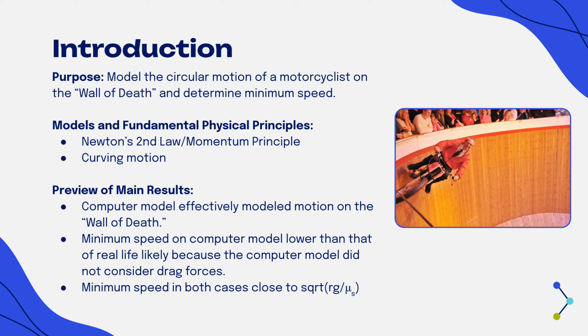For this lab, the purpose is to model the circular motion of motorcycles on the wall of death and determine the minimum speed. To do this, we'll be looking at the momentum principle and curving motion. As a brief preview, it was found that the computer model effectively modeled the motion on the wall of death, that the minimum speed was found to be lower than that of actual real-life data because the computer model didn't consider drag forces. And in both cases, the formula for the minimum speed was pretty close to the square root of the radius times g over the coefficient of static friction.